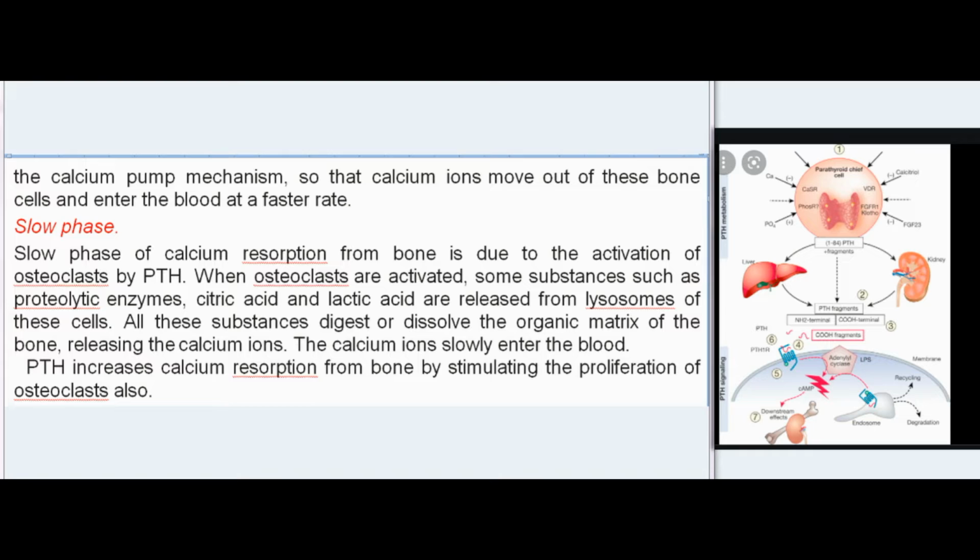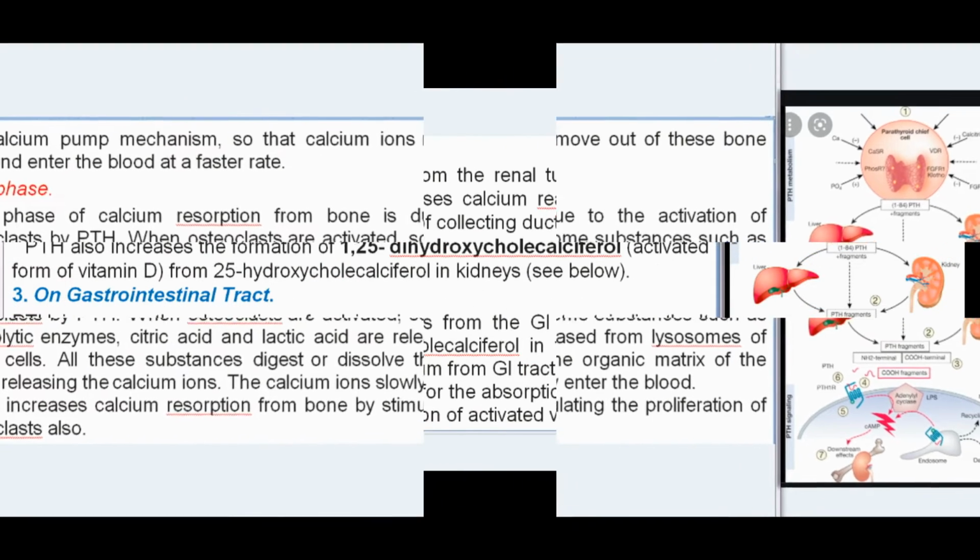Slow phase. Slow phase of calcium resorption from bone is due to the activation of osteoclasts by PTH. When osteoclasts are activated, some substances such as proteolytic enzymes, citric acid and lactic acid are released from lysosomes of these cells. All these substances digest or dissolve the organic matrix of the bone, releasing the calcium ions. The calcium ions slowly enter the blood. PTH increases calcium resorption from bone by stimulating the proliferation of osteoclasts also.